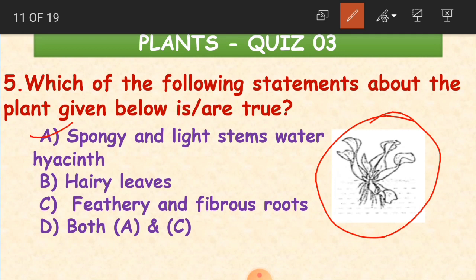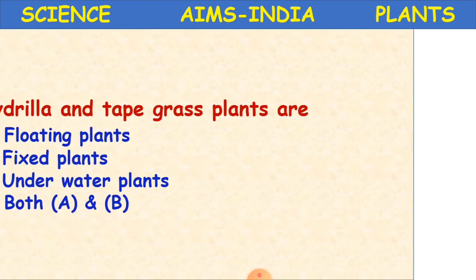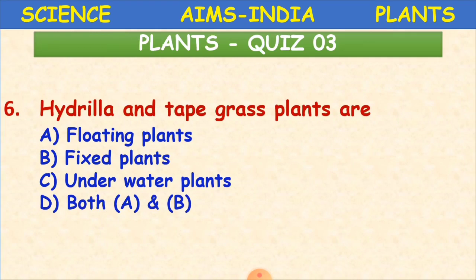A is spongy and light stems, C is feathery and fibrous roots. So D option goes with both A and C. Which is the correct answer? Can anybody guess, children? Yes, it is A and C. Water hyacinth has spongy and light stems, and it also has feathery and fibrous roots. Clear, children?